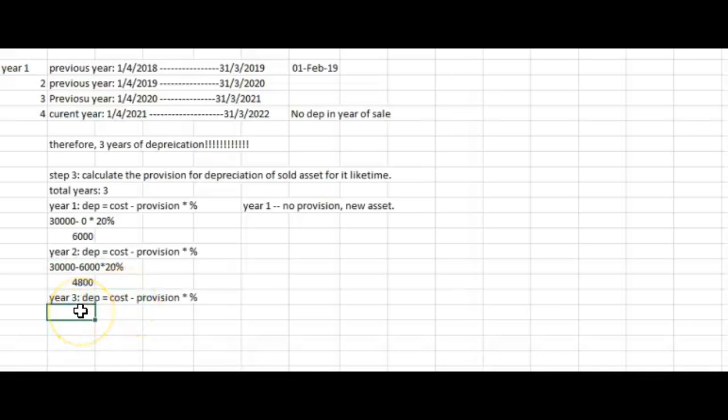In the same way, year 3 is slightly complicated. The provision in step 3 is depreciation of year 1 and year 2 combined. So first add first year depreciation, which is $6,000, and year 2 depreciation, which is $4,800. You get $10,800 and you subtract this $10,800 from $30,000 cost and multiply by 20% to get year 3 depreciation.